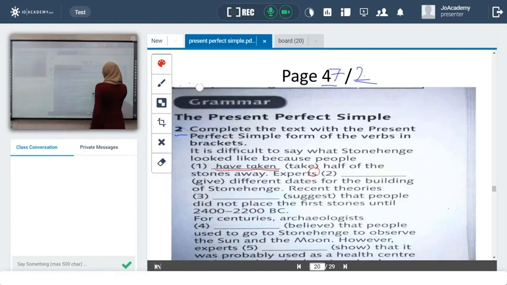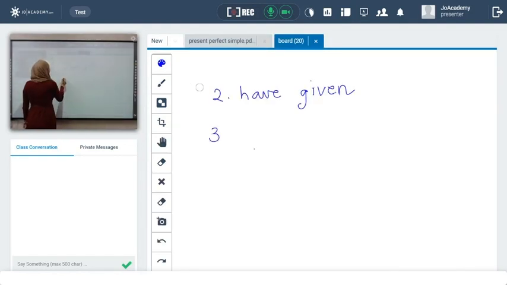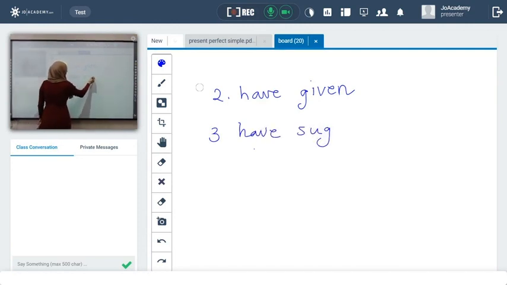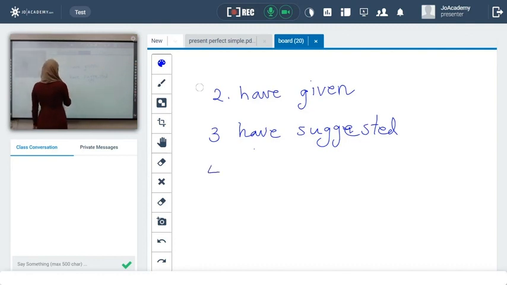Recent theories suggest that people did not place the first stones until 2400 to 2200 BC. So, theories have suggested. Theories have suggested. Now we're going to see number 4.